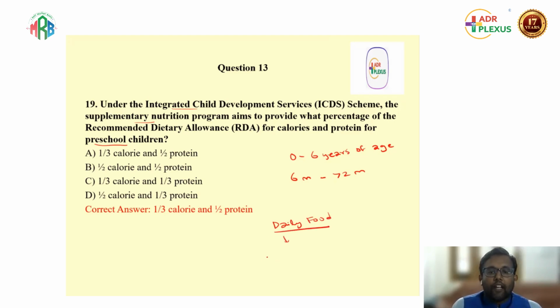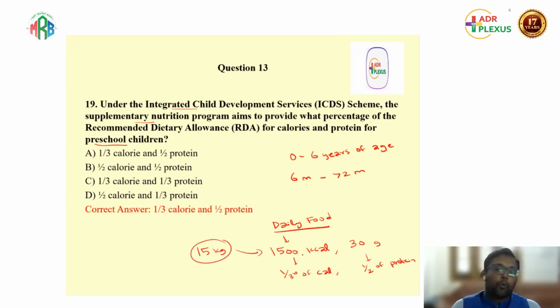For example, if their daily calorie requirement is 1500 kilocalories and their protein requirement is around 30 grams, it should give about 1/3 of the calories and half of the protein. We can take a child of around 16 kg, who may require around 1500 kilocalories and around 30 grams of protein. So half of the protein and 1/3 of the calorie should come from this ICDS supplementary nutrition. This is only an example; a child may be even 18 kg.